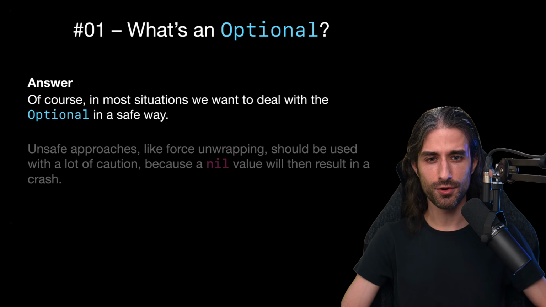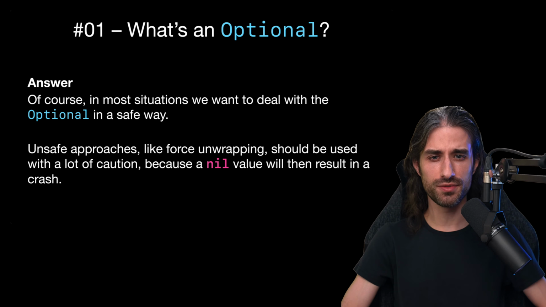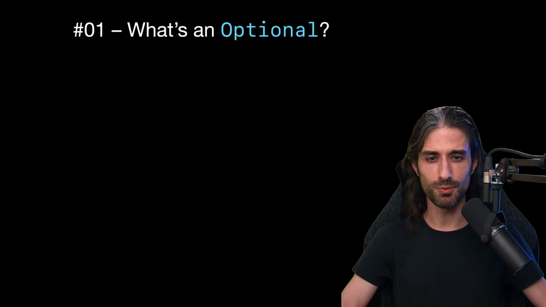And unsafe approaches should really be used with a lot of caution and should be reserved to the rare cases where we are extremely sure that the value will never be nil, and we should never lose sight of the fact that if for some unforeseen reason, the value turns out to be nil, then our program will crash. So that's what a potential answer to this question looks like.